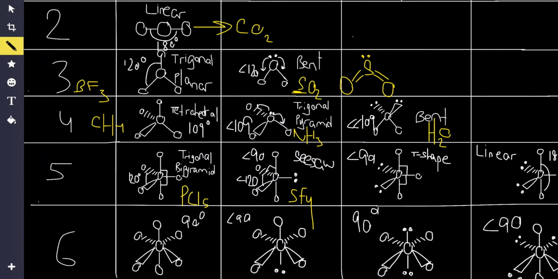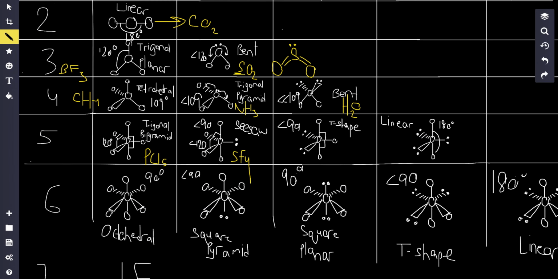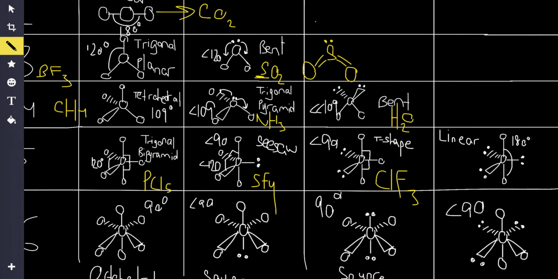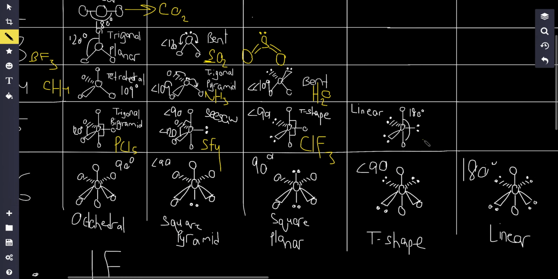For the T-shaped one, it's chlorine trifluoride. That's going to have 2 lone pairs, because chlorine has 7 valence electrons in total. If you bond it to 3 atoms, it's only going to have 4 valence electrons remaining, aka 2 lone pairs. And then for linear, this is xenon difluoride.